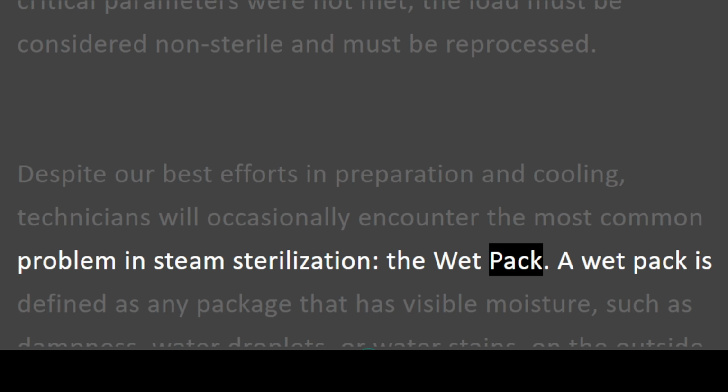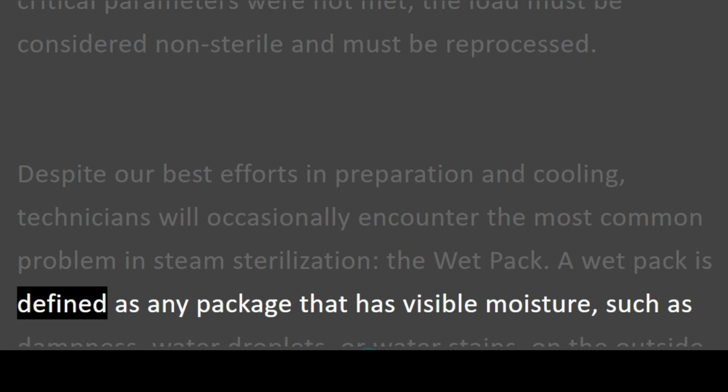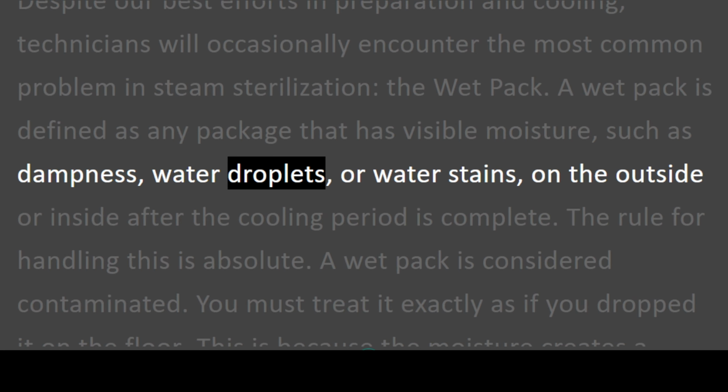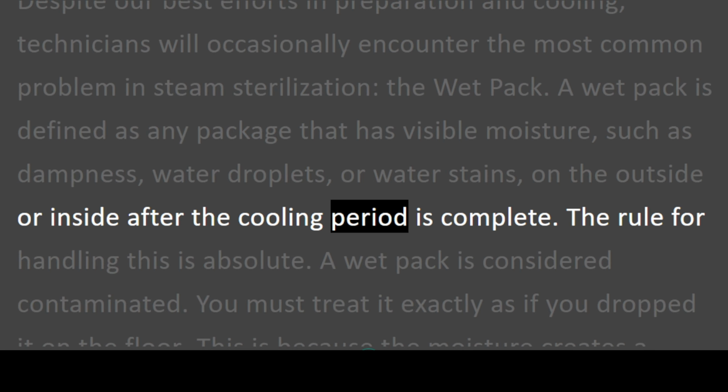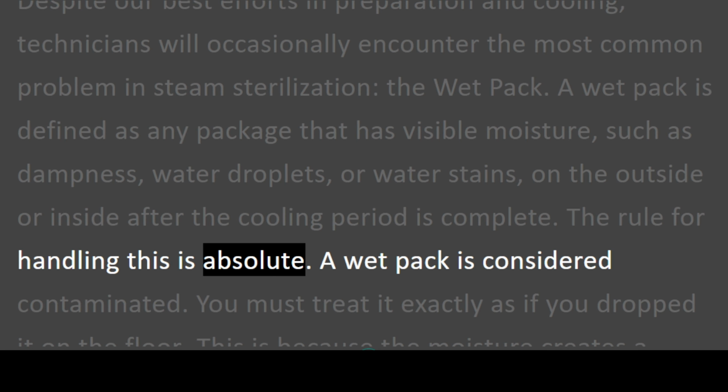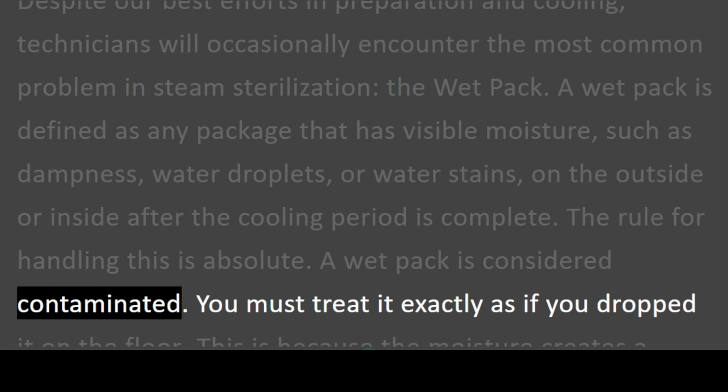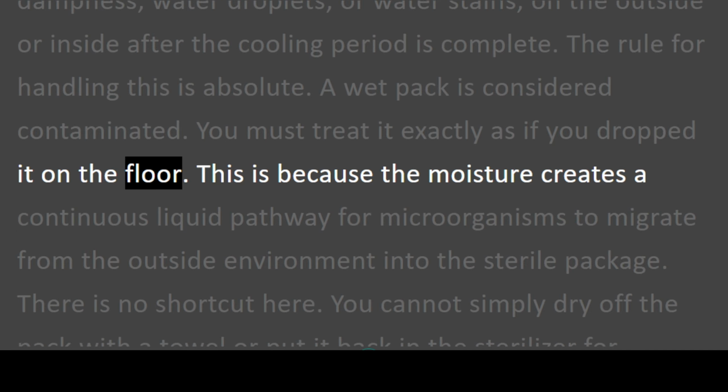Despite our best efforts in preparation and cooling, technicians will occasionally encounter the most common problem in steam sterilization: the wet pack. A wet pack is defined as any package that has visible moisture, such as dampness, water droplets, or water stains, on the outside or inside after the cooling period is complete. The rule for handling this is absolute. A wet pack is considered contaminated. You must treat it exactly as if you dropped it on the floor.